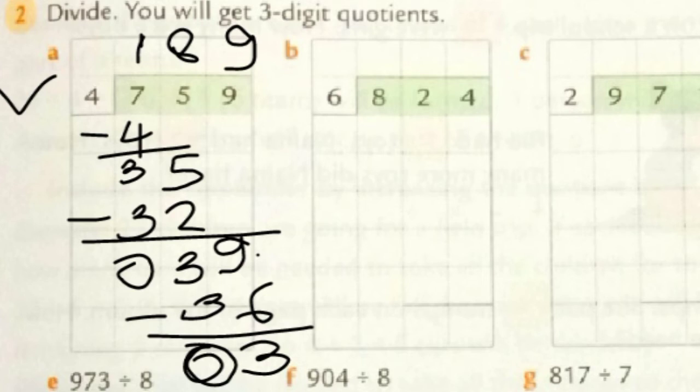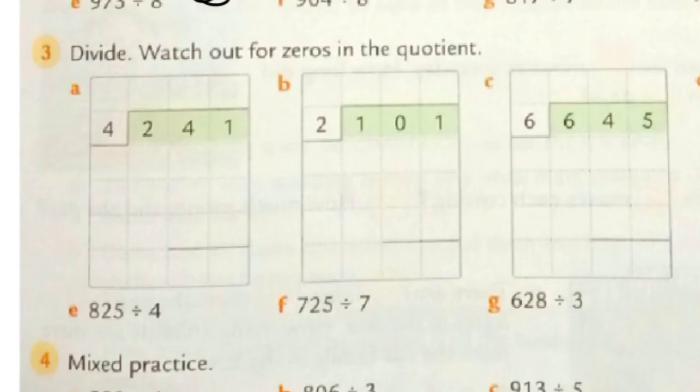The 3-digit quotient. Now we will see one more example where we have to watch out for zeros in the quotient. Okay, so let's see the first one. As we can see here, we have to take 2 digits because the first digit is smaller than the divisor. So 4 6s are 24.